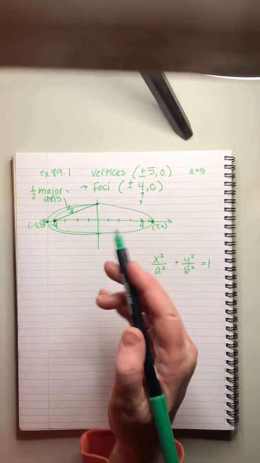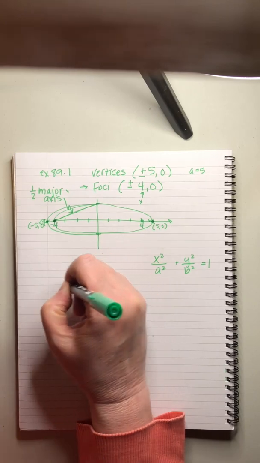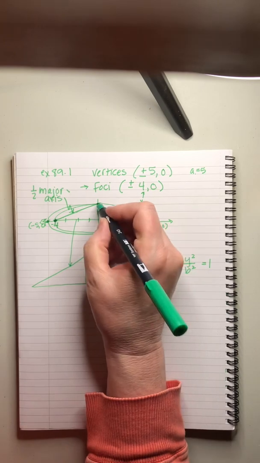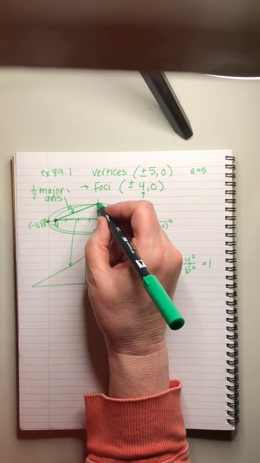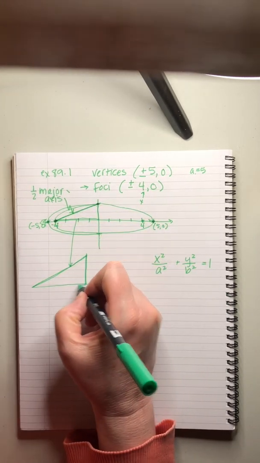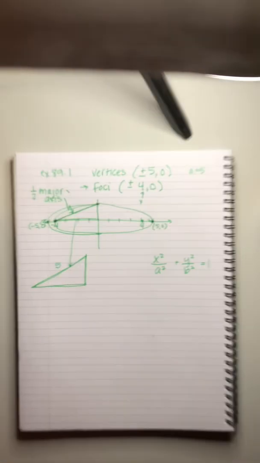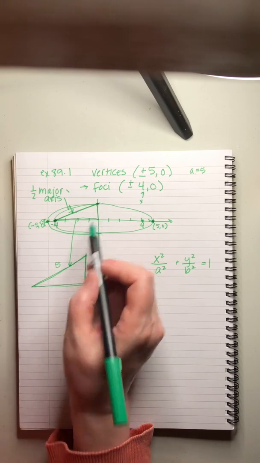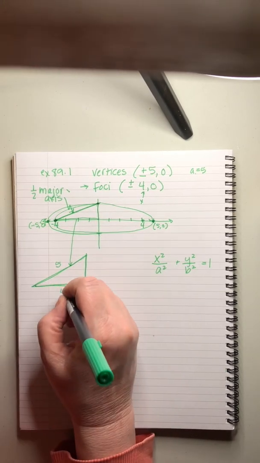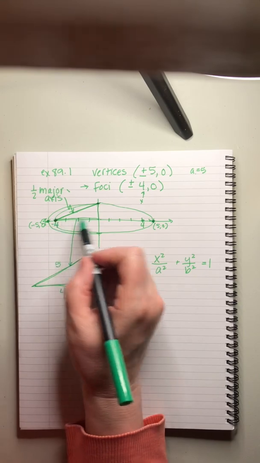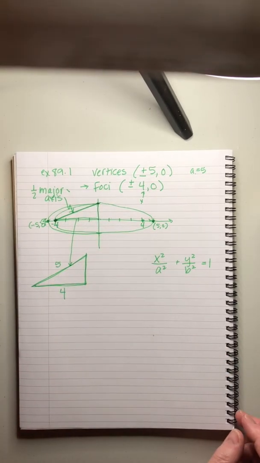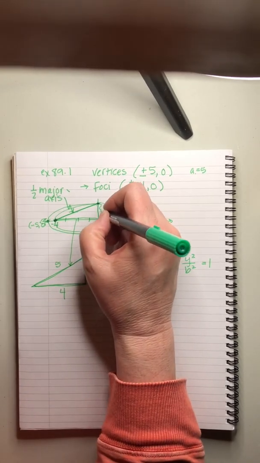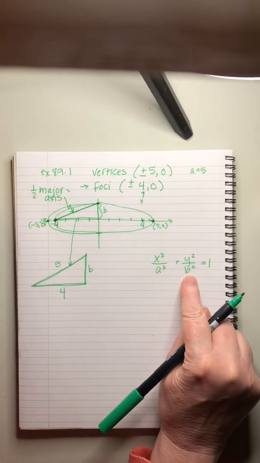So that means, I'll redraw the triangle here so it's cleaner. This triangle right here that I'm drawing, we know that this is 5. Okay, that's pretty cool. We also know that this dimension of it is 4, because that's how far it is out to the focal point, right? So now we need to find this side. Well, let's call it B because this is our B value that we need to square right down there, right?